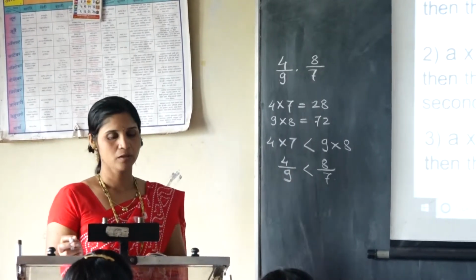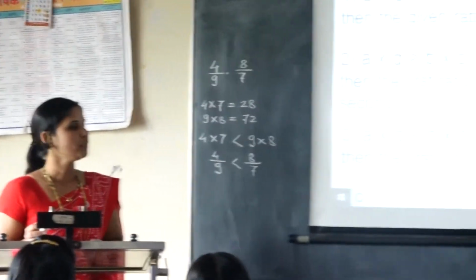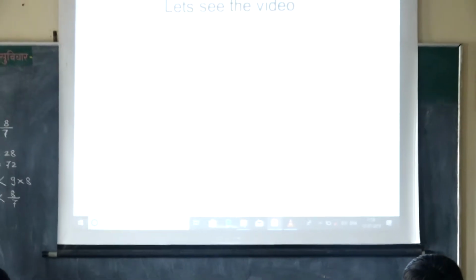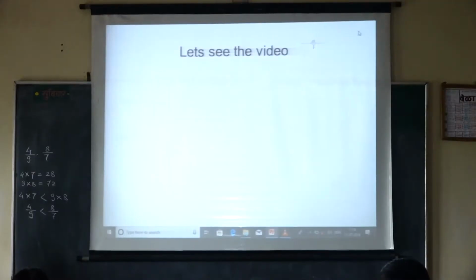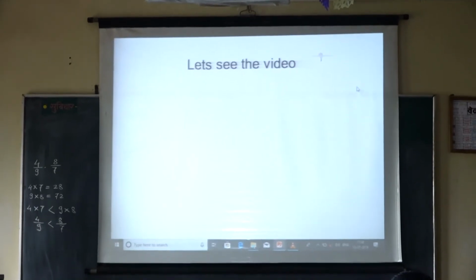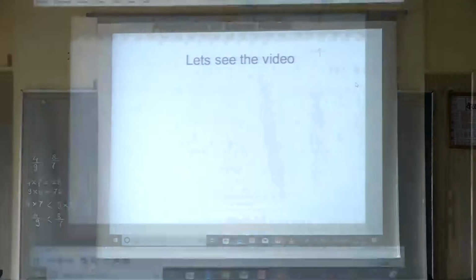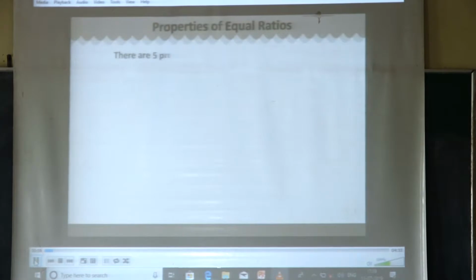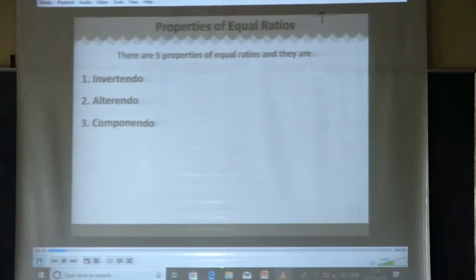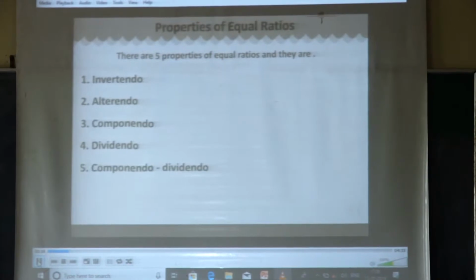Next, the ratios are put in some properties by using different characteristics. Let's see the video. Ratios. There are 5 properties of equal ratios, and they are invertendo, alterando, componendo, dividendo, and componendo dividendo.